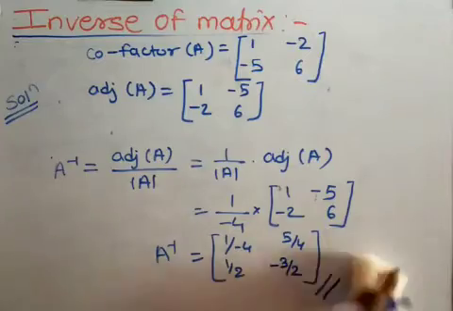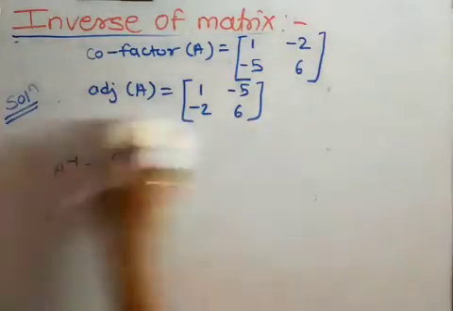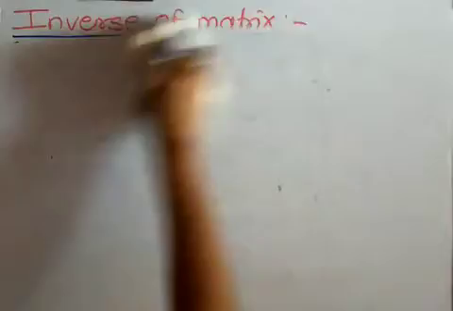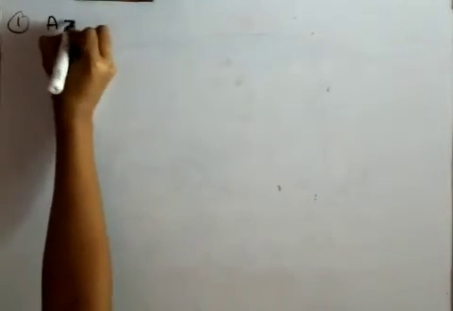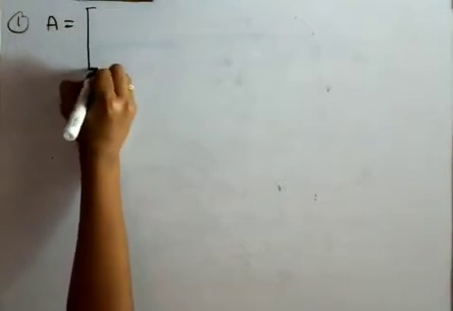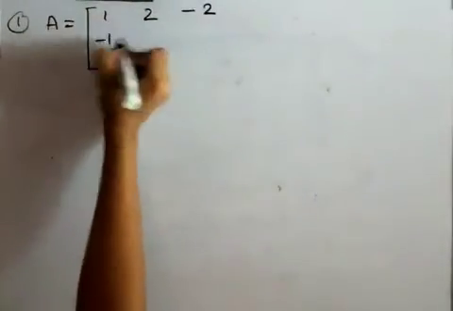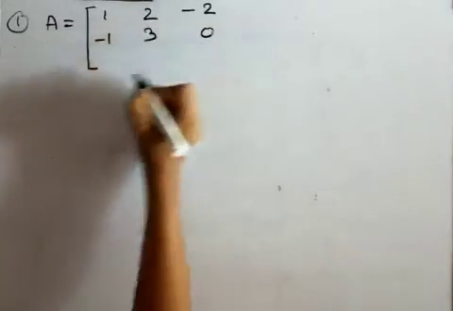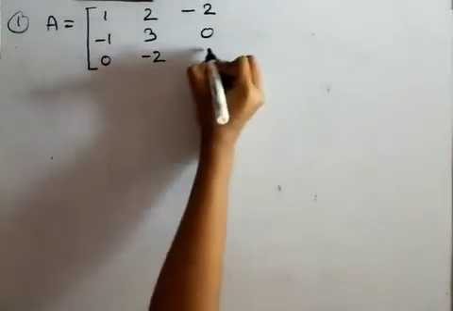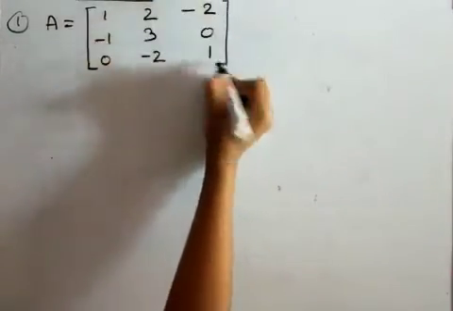Now in the next example we will see how to find the inverse of a matrix of order 3 cross 3. Okay. The example is A equals 1, 2, minus 2; minus 1, 3, 0; and 0, minus 2, 1. Okay.